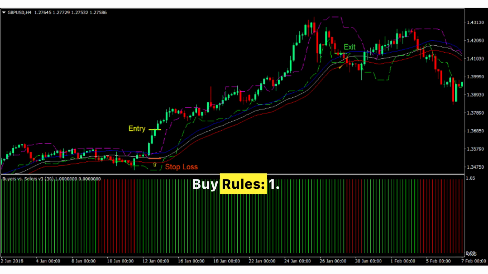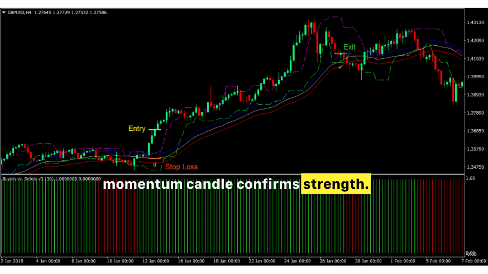Buy rules. 1. Price is above the moving average trend filter. Trend is up. 2. Price touches or dips into the lower envelope band. Potential pullback zone. 3. A bullish momentum candle forms back above the lower envelope band. 4. Enter buy as the momentum candle confirms strength.